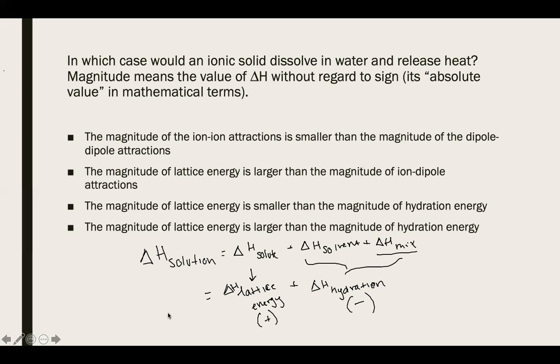If you remember, for your delta H's, a delta H that's positive is endothermic because it's absorbing energy, whereas a delta H that's negative is exothermic because it's releasing energy. And so the answer to this one would be that the magnitude of your lattice energy is smaller than the magnitude of your hydration energy. So that would be the answer for the second problem.